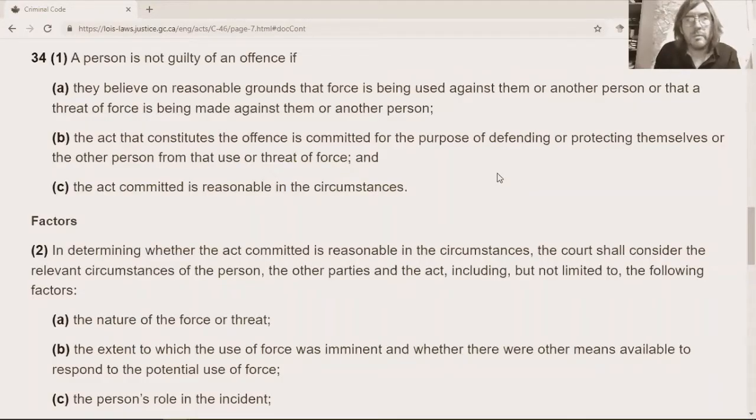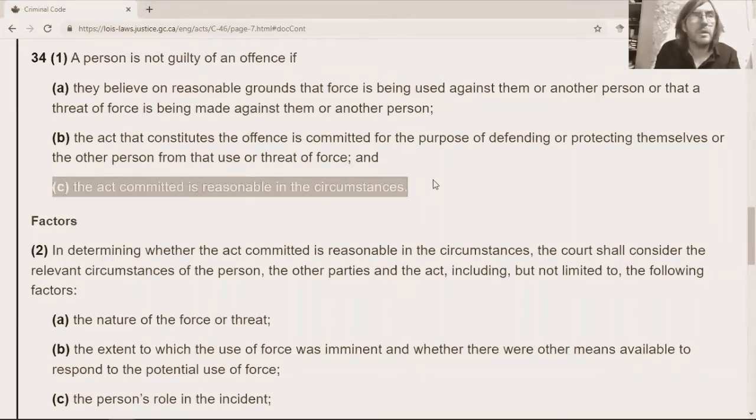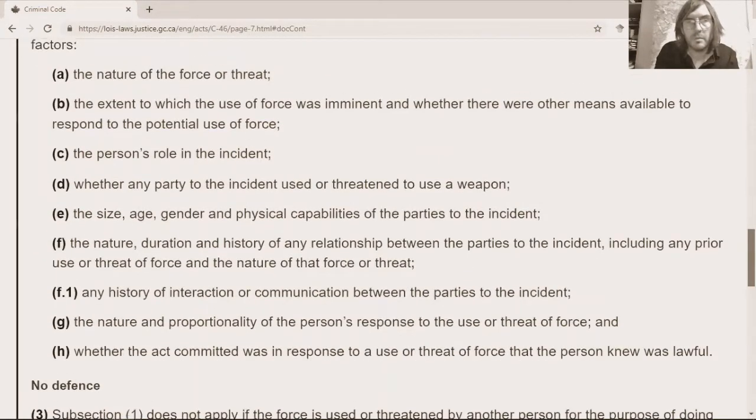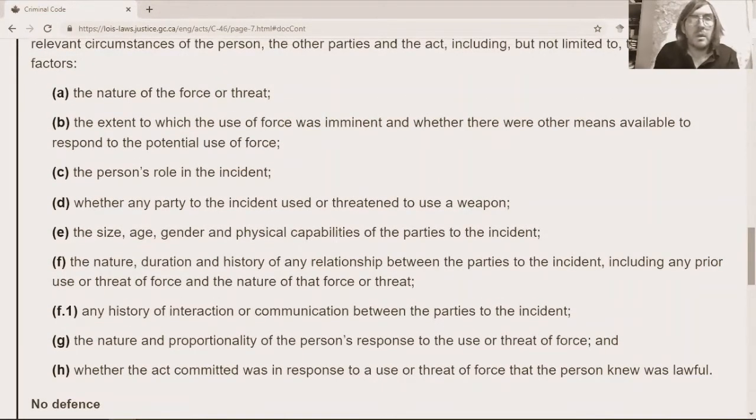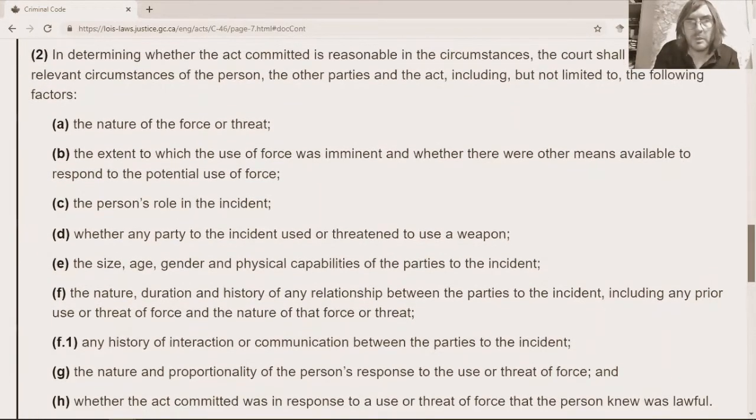Finally, we must consider the response. The defendant's response to the threat or use of force must be reasonable in the circumstances. And here we must consider the factors set out in Section 34 sub 2. And what are some of the factors? Well, I'll just read out subsection 2.